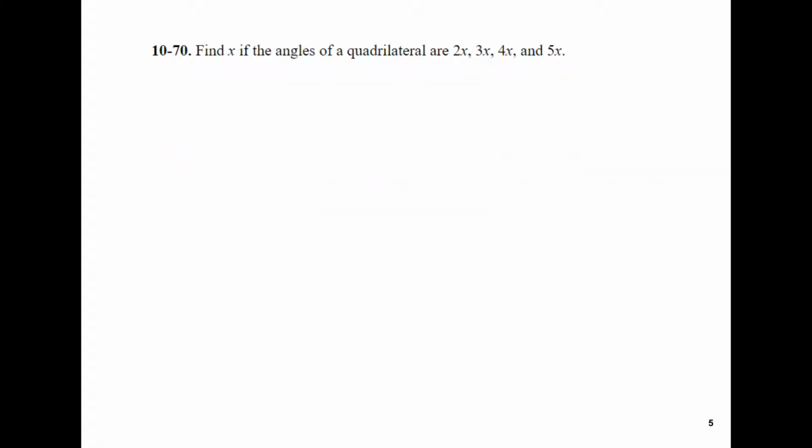Find x if the angles of a quadrilateral are 2x, 3x, 4x, and 5x. So a quadrilateral is a four-sided figure. Remember, to figure out how much all the angles add up to, we can divide it into triangles. 180 times 2 tells us that our quadrilateral equals 360 degrees.